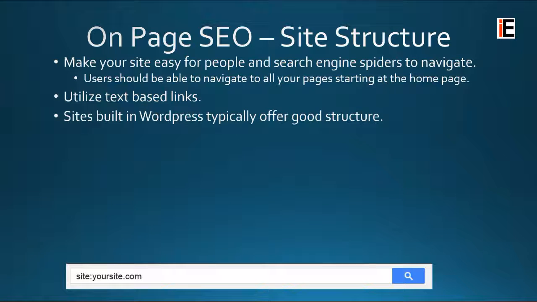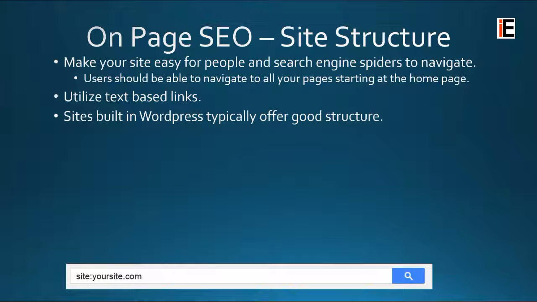Utilize text-based links within your content. You don't want to have flash links, and those are kind of an older thing, but you always want to have text-based links, meaning links that are based on text. Image links work okay, but you also want to make sure that there are text links as well, because that's the easiest way for the search engines to find your content.